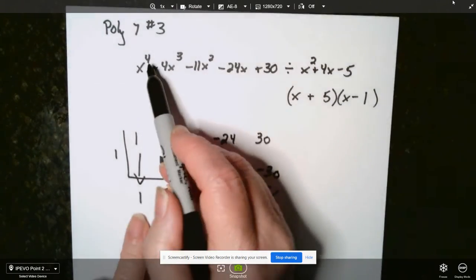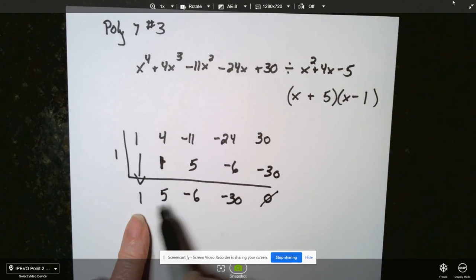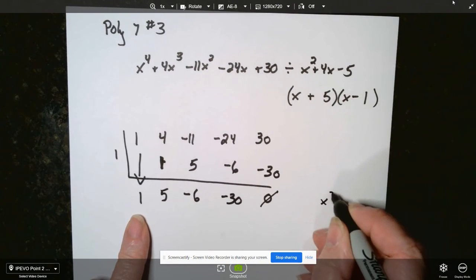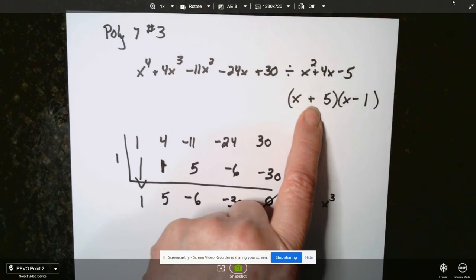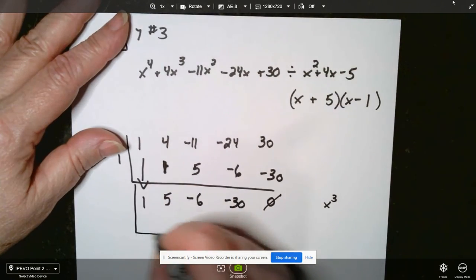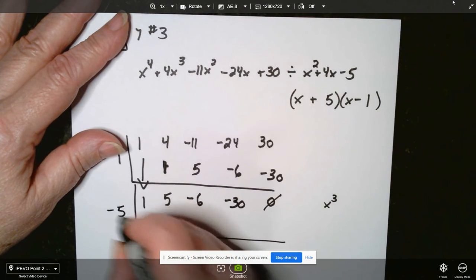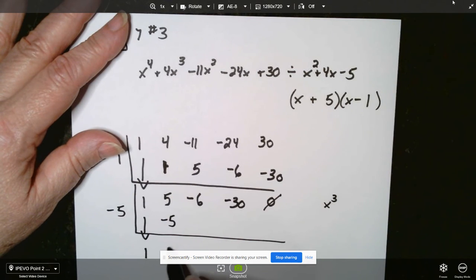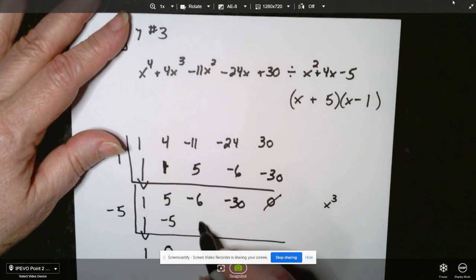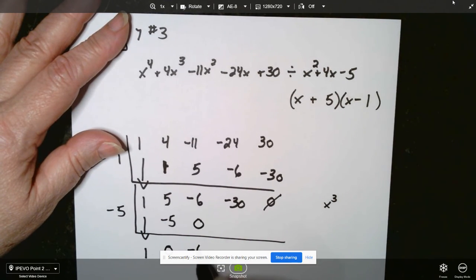So now I started with an x to the 4th equation. These would be all the coefficients for an x to the 3rd equation. But I'm going to keep going. I'm going to divide by -5 now. So I'm going to bring down the 1. I'm going to multiply. I'm going to add. I'm going to multiply. I'm going to add. I'm going to multiply. I'm going to add.